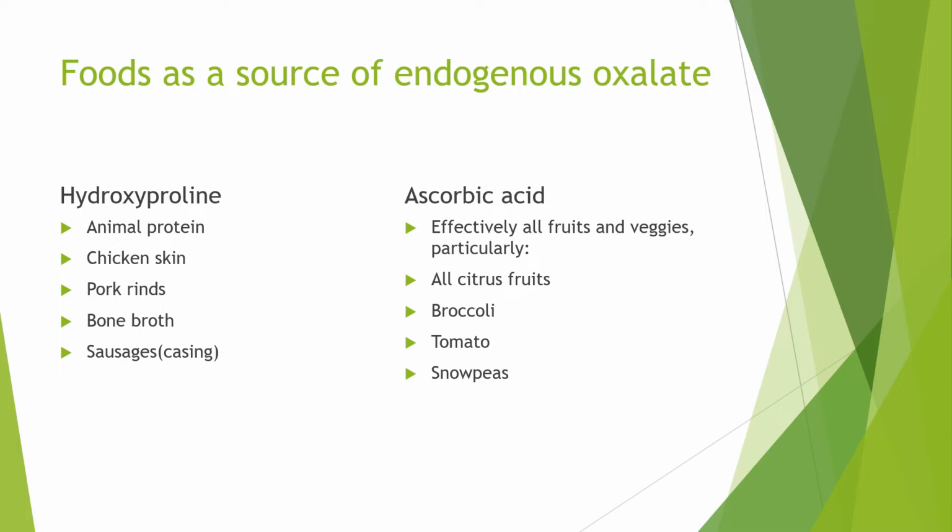And then ascorbic acid, which is vitamin C, is effectively in all fruits and vegetables, but in particular all citrus fruits, broccoli, tomato, and snow peas. So here we can see we can tweak our oxalate exposure by reducing the amount of dietary oxalate we get, but we also have to consider that there are dietary sources of precursors to endogenously produced oxalate, specifically hydroxyproline and ascorbic acid containing foods.